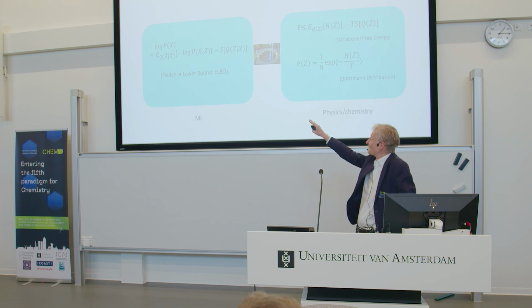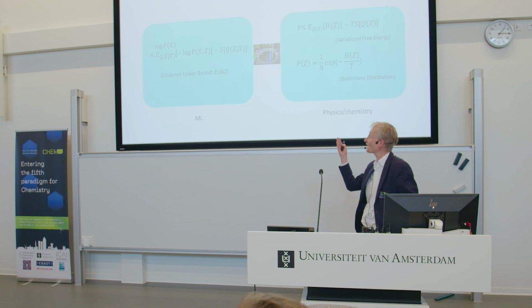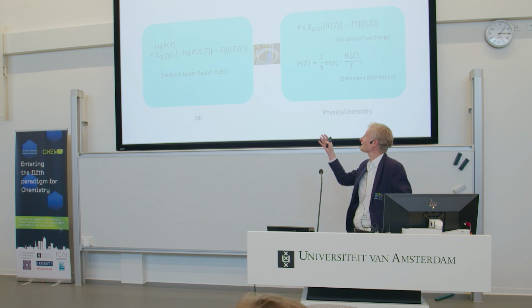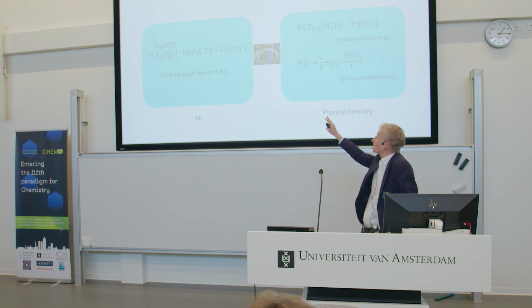And it says that minus log P is smaller or equal than the expected value under another distribution Q. It's called the variational distribution, Q of Z given X, where Z is the microscopic degrees of freedom of the system, the things that we don't know about the world, and X are our observations. Of the minus log P of X given Z, that's our model, and then minus the entropy of Q. And that's the core equation that we use in machine learning.